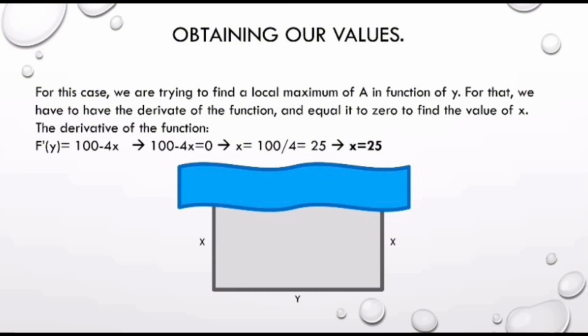If we put the values in the function, the derivative of A equals 100 minus 4x. That turns to 100 minus 4x equals 0. And after that, it's going to become x equals 100 over 4, and that gives us 25. That will be our critical point.